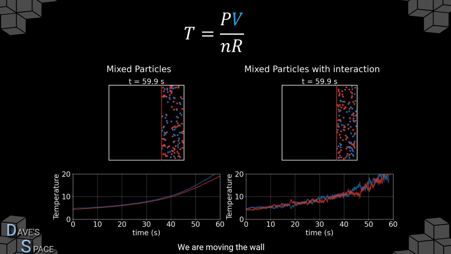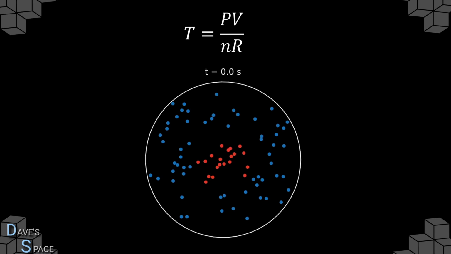And so, penultimate example. Here we have a situation with two coloured particles again. The particles in the middle have the same density as those on the outside. That is to say that n divided by V is the same. The volume the red particles are contained in divided by the number of red particles is the same as the volume that the blue particles are contained in divided by the number of blue particles.